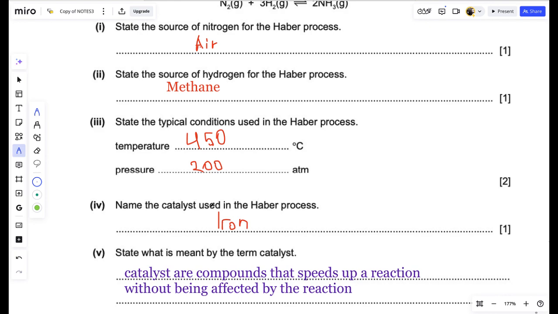Now, it says state the typical conditions used in the Haber process. Temperature is 450 degrees Celsius. Pressure is 200 atmospheres. This is for the Haber process. It is different from the contact process where we produce sulfuric acid.